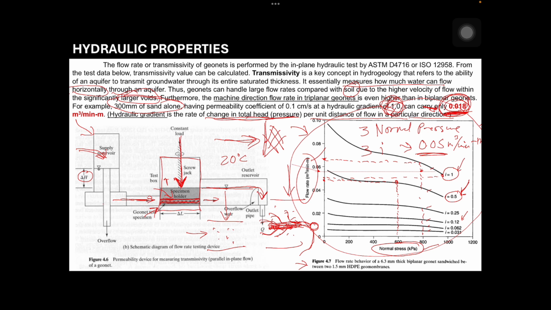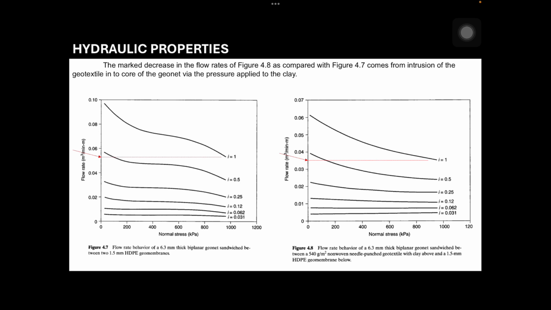Kaya gusto natin ng drainage para hindi mataas ang pressure. Now, for this one naman, we have another test setup or another system of geosynthetics. So, for this another material, it is a combination of 6.3 mm thick na geonet, same dito. Pero, ang kanyang covering is non-woven needle punch geotextile sa taas, and then below is geomembrane.